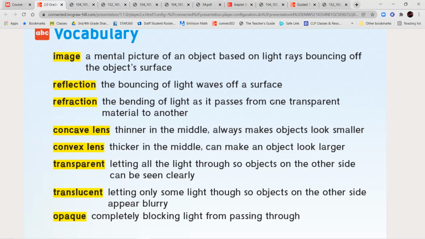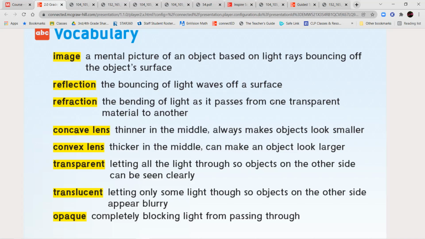Now, next we have the word transparent. Transparent things are see-through. It means it lets all of the light pass through the object onto the other side so you can see it clearly. So transparent means clear. You can see all the way through it. Translucent only lets some light through so that objects on the other side appear blurry. So translucent doesn't let all of the light go through. You can't see through it clearly.